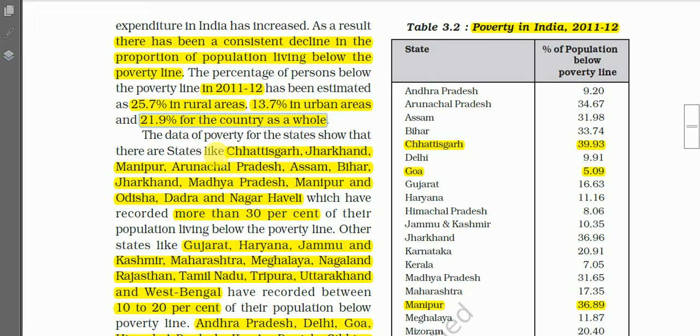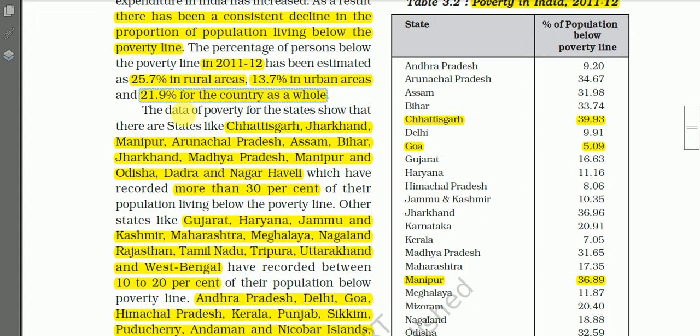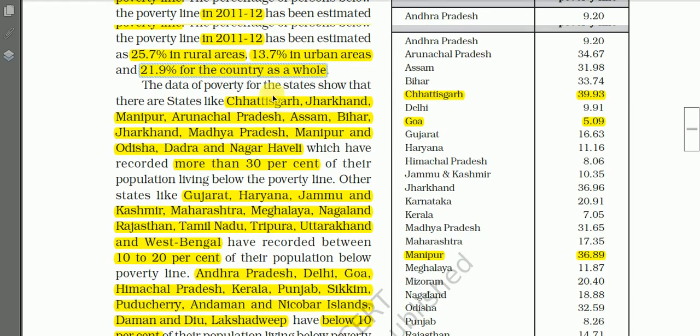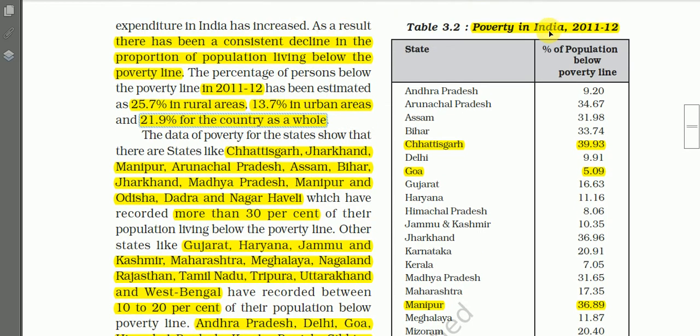Okay, the percentage of persons below the poverty line for the year 2011-12. Remember, the percentage of persons below the poverty line in the rural areas is 25.7, in urban areas 13.7, and for India 21.9. Okay, and just read this table number 3.2, poverty in India 2011-12.